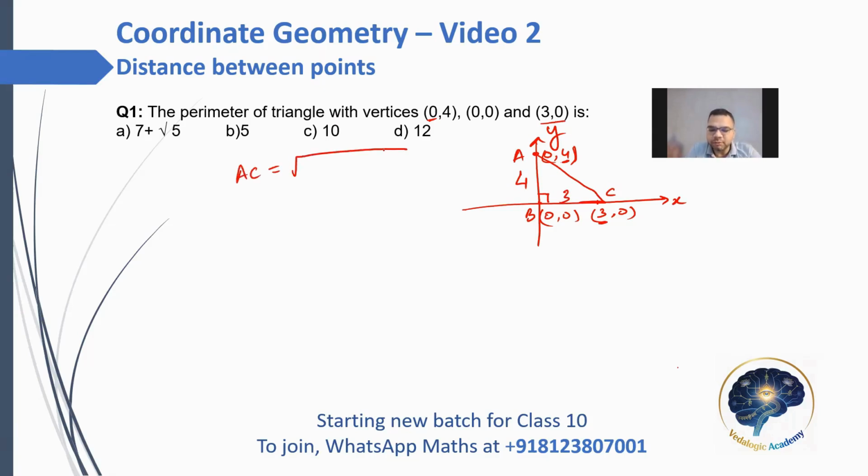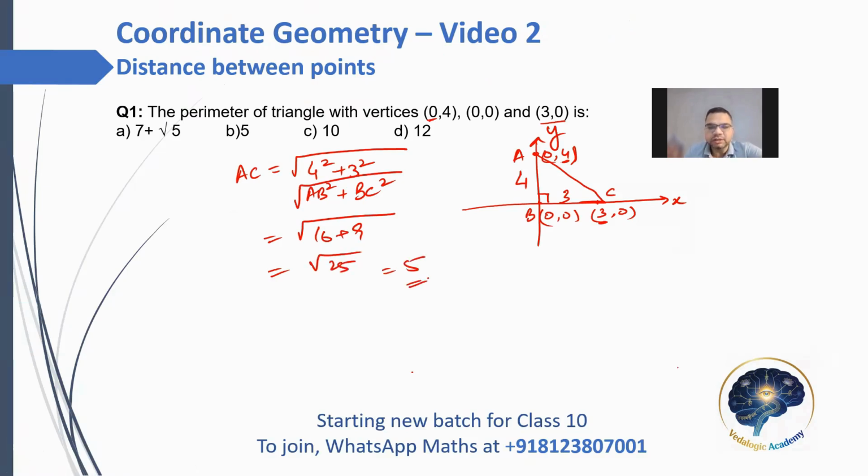So for AC, the distance will be 4 square plus 3 square, which is nothing but AB square plus BC square, and square root. So it becomes 16 plus 9, which becomes root 25, which becomes 5 because it is distance. So the distance cannot be negative. So AC becomes 5. Since we have to find the perimeter, the perimeter here becomes 4 plus 3 plus 5, which is 4 plus 3 is 7, 7 plus 5 is 12. So the answer becomes D, 12.